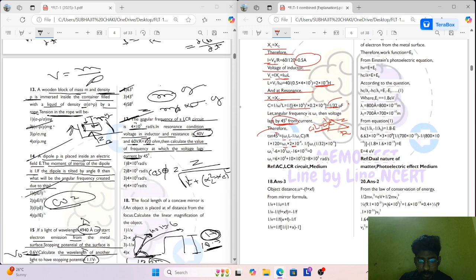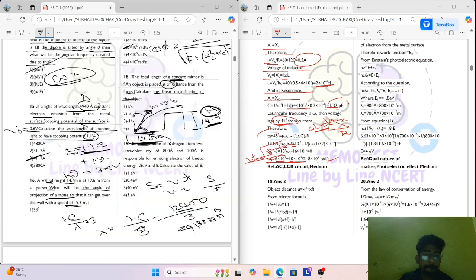The focal length of a concave mirror is f, and an object is placed at xf distance from the focus. Calculate the linear magnification. Linear magnification means v by u. You have to calculate it. u is given as xf from the focus. Focal length of concave mirror: u is negative. F is positive for this convention, u is negative, v is negative.